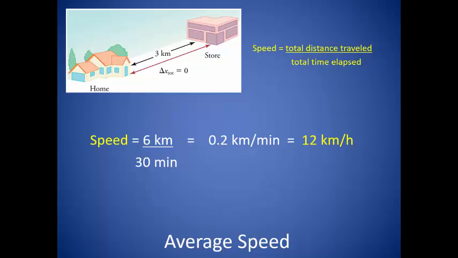Since we use the total distance traveled, there is no direction indicated in this particular description. This makes speed a scalar quantity. Physicists seldom use speed in their measurements. Instead, they focus more on velocity.